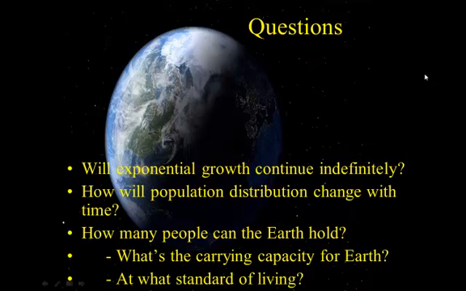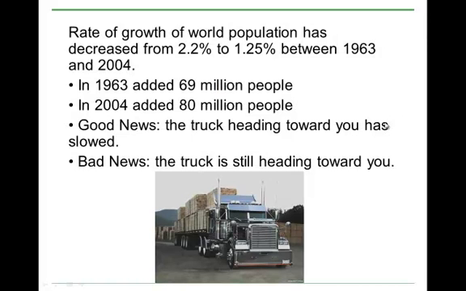So here are some questions to contemplate. Will exponential growth continue indefinitely? Well, I think we know that it cannot. We have a finite system. How will population distribution change with time? Well, the undeveloped countries will gain population, while the developed countries will be stable or shrink in population. How many people can the Earth hold? Well, it depends. What's the carrying capacity for Earth? It depends. At what standard of living? That's the question. How do we want to live? The more of us there are, the more seriously we have to ask those questions.